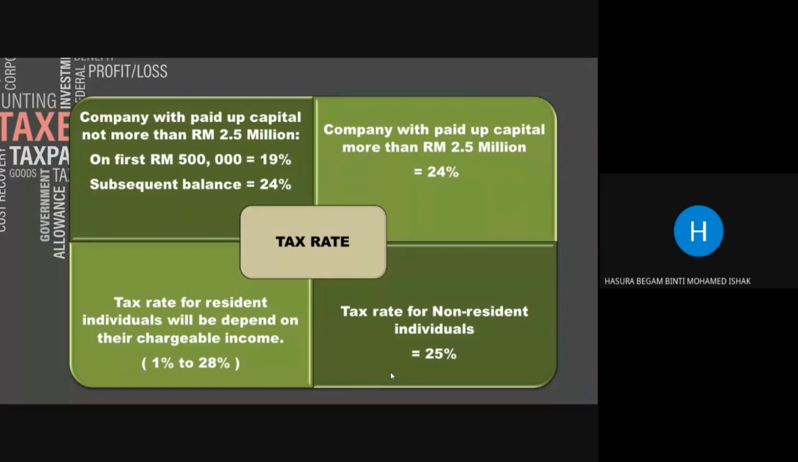So these are the tax rates for companies and also for individuals. For a company with paid up capital of not more than 2.5 million, on their first 500,000 ringgit they will be charged 19% tax, and for the subsequent balance, they will be charged 24%. A company with paid up capital of more than 2.5 million will also be charged 24%. And the tax rate for resident individuals depends on their chargeable income. The minimum is 1% and the maximum charged is 28%. And the tax rate for non-resident individuals is a maximum of 25%.